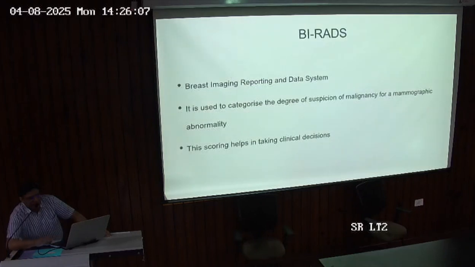Now there is a system which is known as the BI-RAD system on USG and mammography. The full form of BI-RAD is Breast Imaging Reporting and Data System. It is used to categorize the degree of suspicion of malignancy for a mammographic abnormality. This scoring helps in taking clinical decisions, meaning whether to operate, whether to go for a conservative therapy, or whether to go for a quadrantectomy.